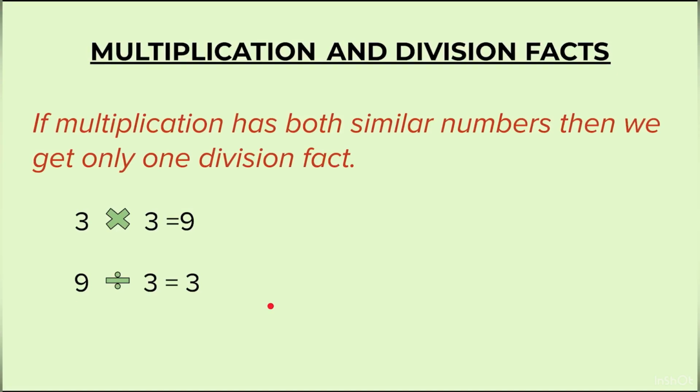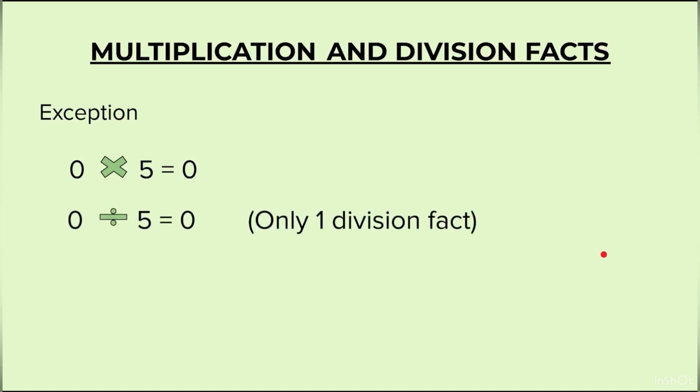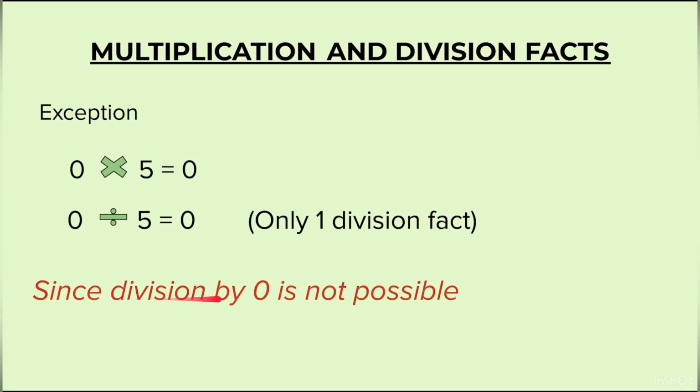Now there is one exception to this case. Let us look at that. 0 multiplied by 5 is equal to 0. Here both the numbers that are being multiplied are different, but still we have only one division fact for this. 0 divided by 5 is 0. We do not have the second division fact, that is 5 divided by 0, because we cannot divide a number by 0. Since division by 0 is not possible, that is why we have only one division fact.